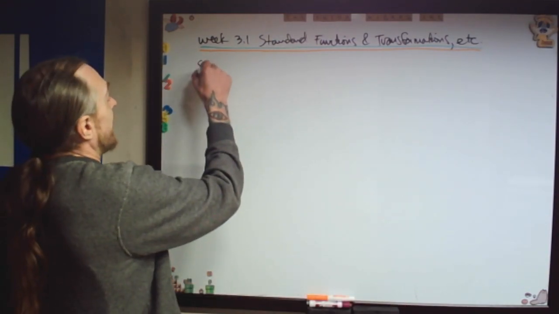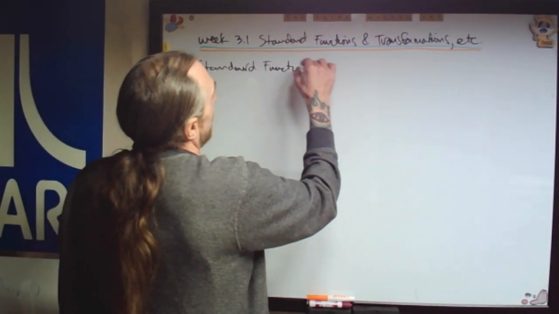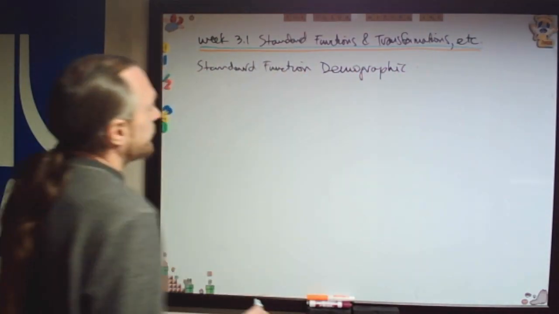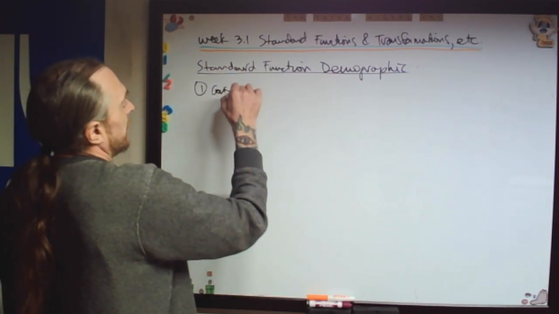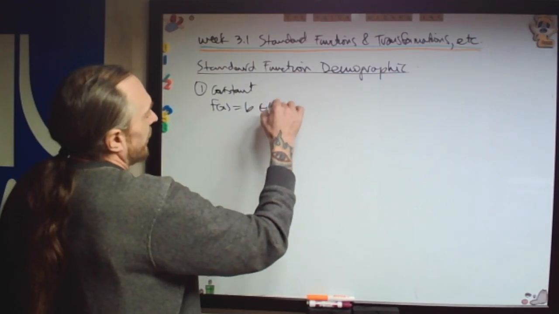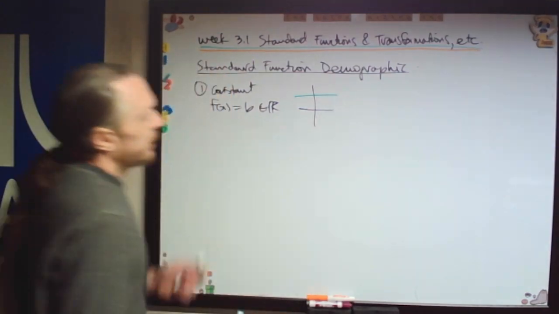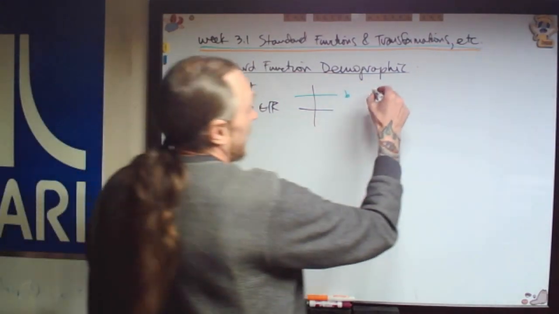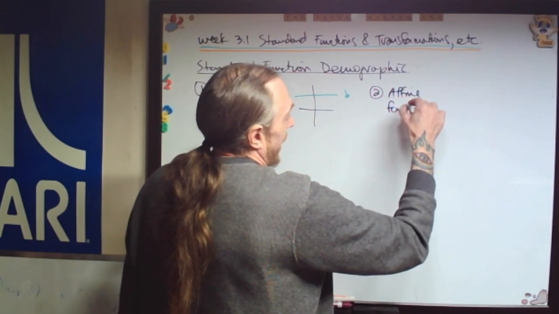So first of all, the standard functions. The first one was constants, and that's going to be f of x is just some b, a real number, and that's just going to look like a constant function, b. The next category that we had was affine functions, I called it, or straight lines. That's just mx plus b.